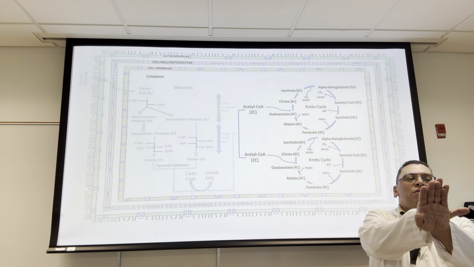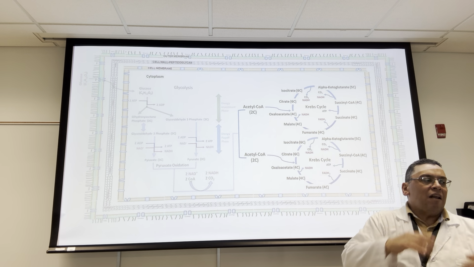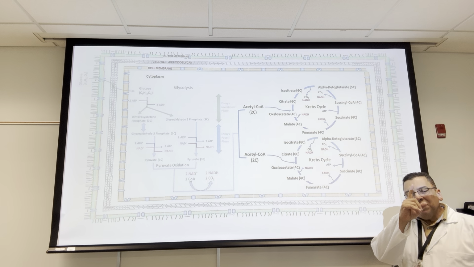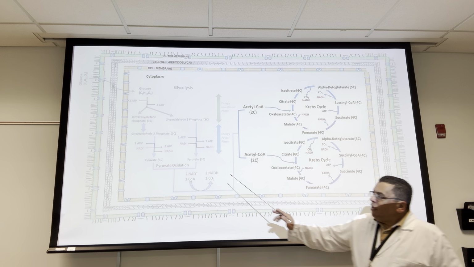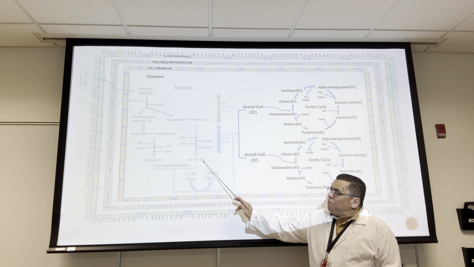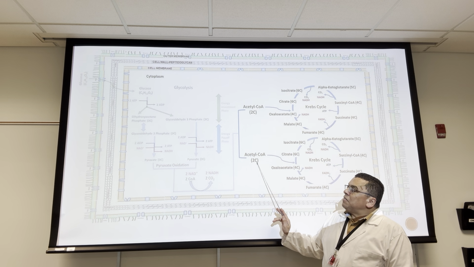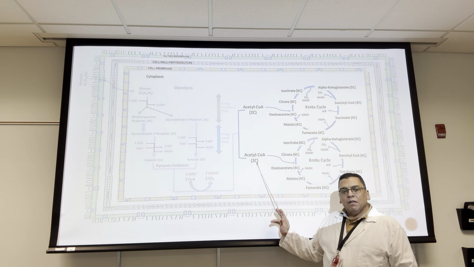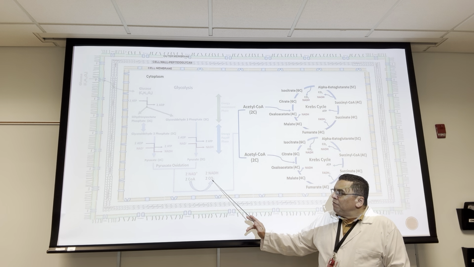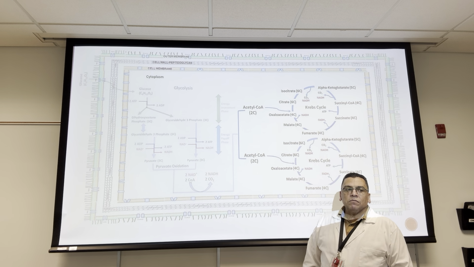Now, why do you need to know that? Because look at the screen. Every time the number goes down, it means you lost CO2. Watch this. It was 3 carbons at pyruvate. It became 2 carbons as acetyl-CoA. Am I right? Did I lose a carbon? Yeah. That's why I made CO2.